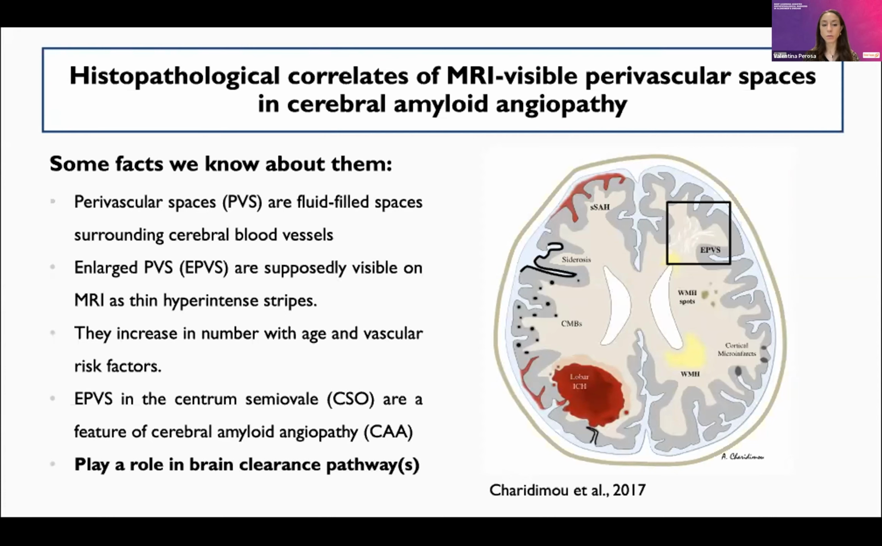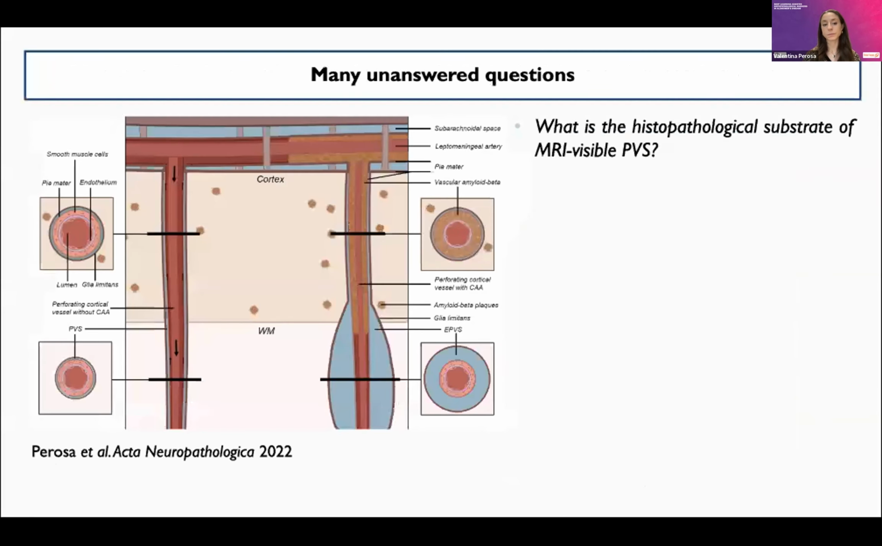And I don't know how many of you are familiar with brain clearance, but it's the process that allows the removal of certain toxic proteins from the brain. And it's very fascinating because it seems to have a big role in the development of Alzheimer's disease, or better to say, a failure of the system seems to have a big role in the building of Alzheimer's disease pathology.